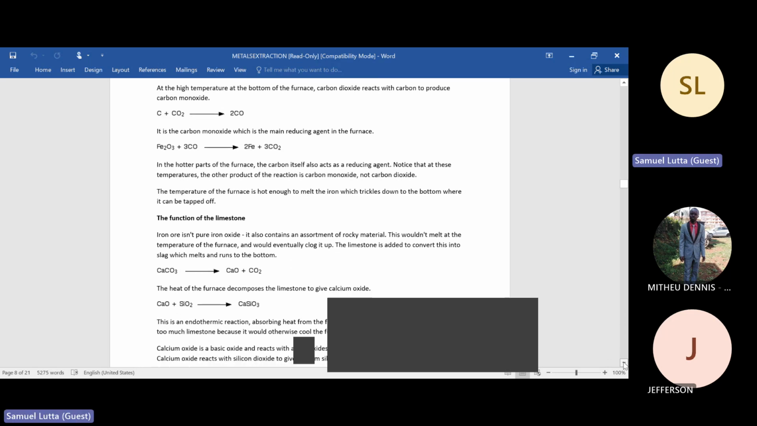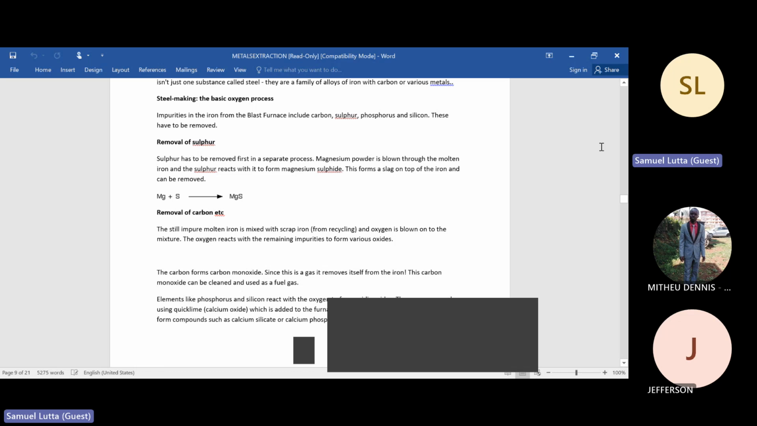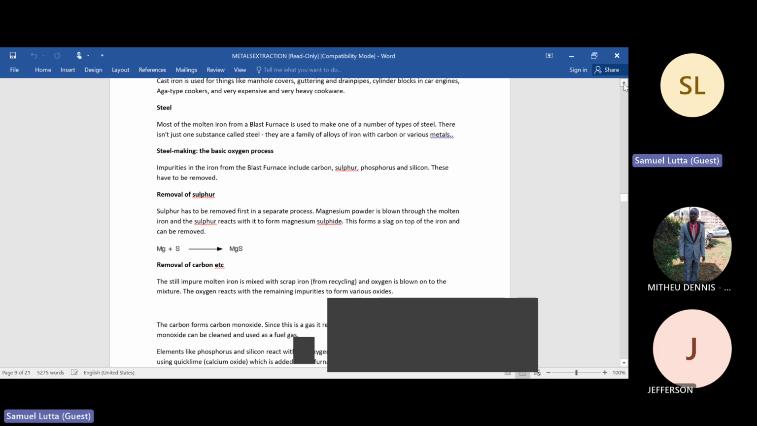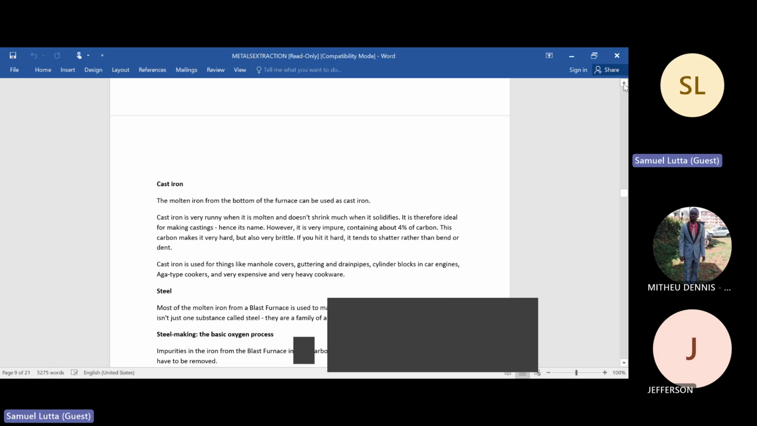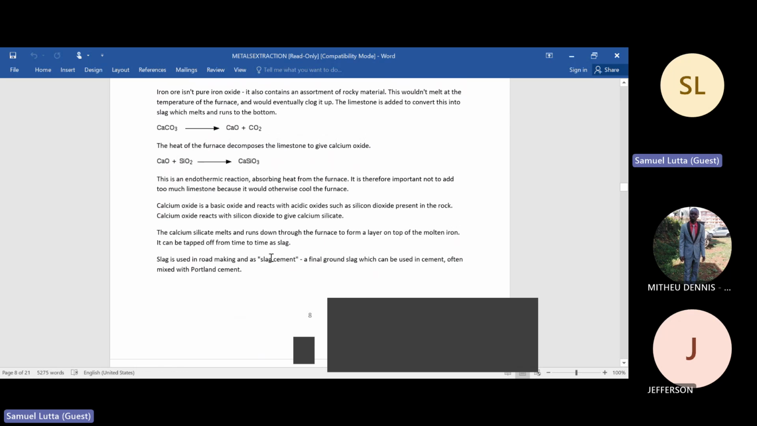And then from the same limestone, when you get calcium oxide, this calcium oxide will react with silica to form calcium silicate, and this silicate is a slag. It's a very hard material which is normally used to make rods. So that's just a summary of the process, and in the process you get your product.